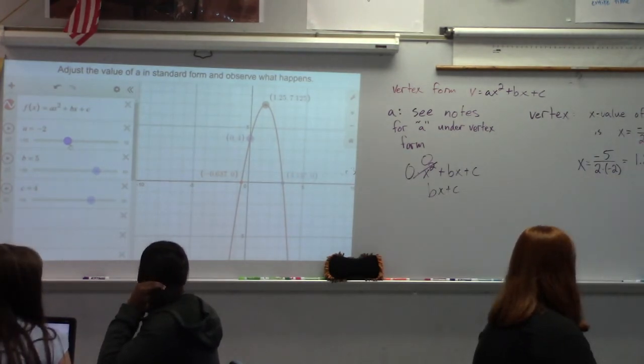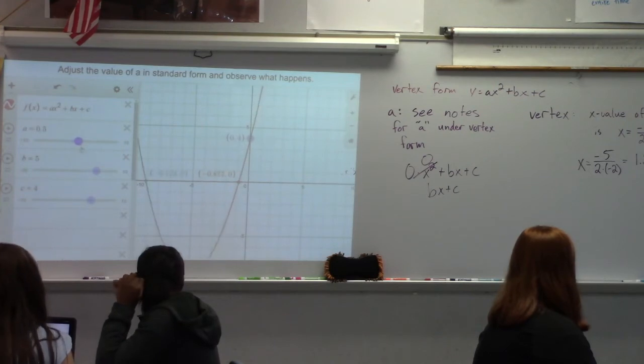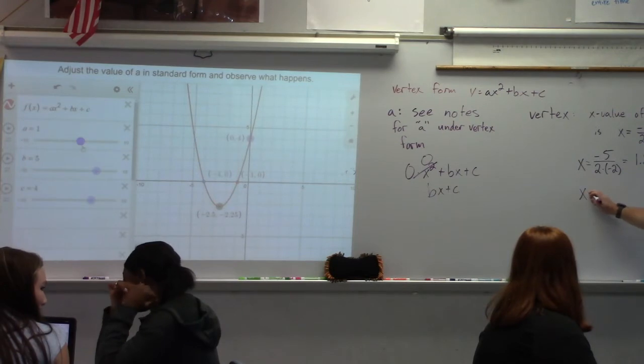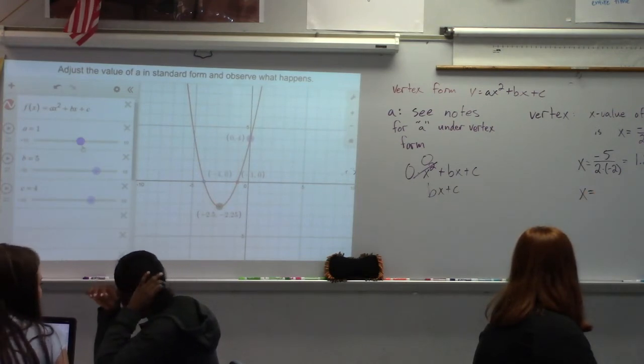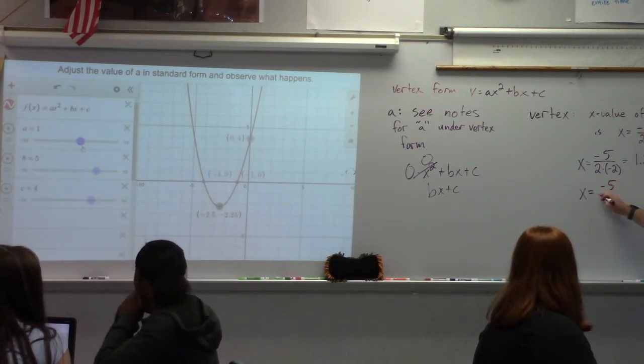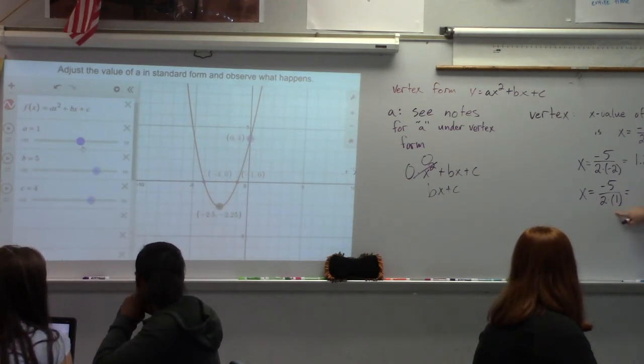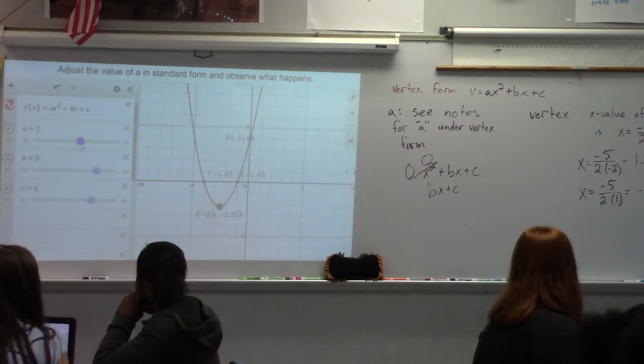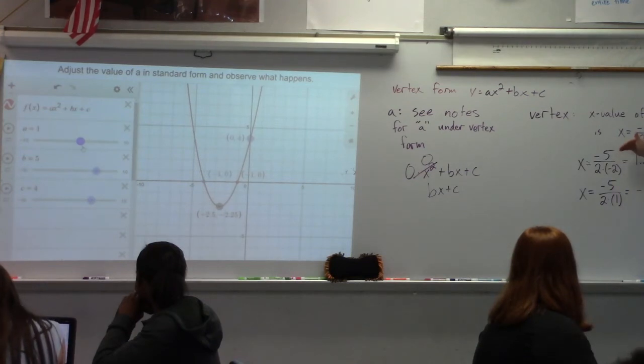Now, if I change a to a positive, okay? In this case, what is my b value? B is still 5, so negative 5 divided by 2 times a positive 1. What's a negative divided by a positive? A negative. And that's going to be negative 2.5. That's why it appears like it jumped to the other side, because we're looking at the division of a negative by a negative or a negative by a positive.